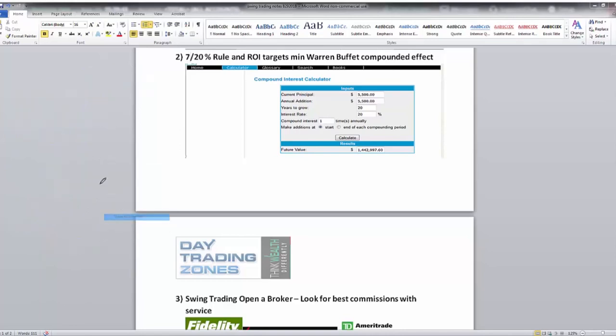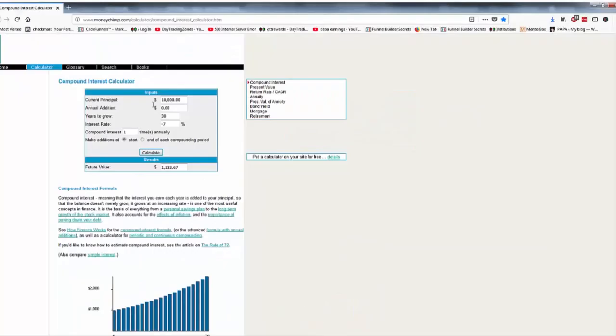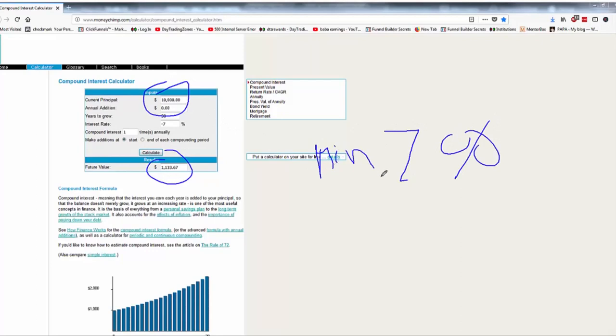And let me show you, that would not be a pretty scene here if you were to do that. So look, if I have $10,000, I don't make any annual additions. I grow my money for 30 years on an interest rate that is negative 7%. Look what happened. Boom. Your money will go from 10,000 to 1,100 in 30 years. Do you see how you lose money? So you got to have a minimum return of 7%.